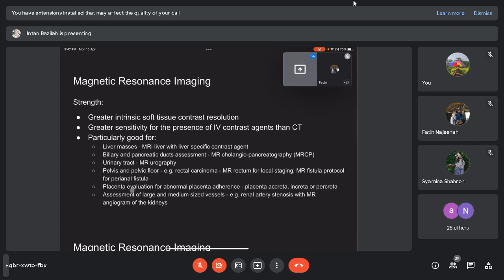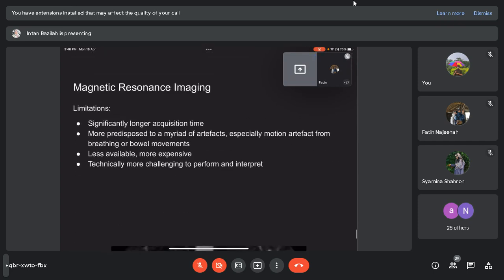Next is placenta evaluation for abnormal placental adherence. For example, the patient has a previous history of cesarean section and you see the placenta is low lying, so they want to determine whether there is presence of placenta accreta or percreta. And last but not least is assessment of large and medium sized vessels to look for renal stenosis with MRA of the kidneys. But this is not so commonly done.